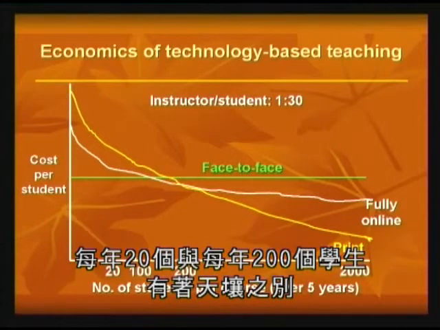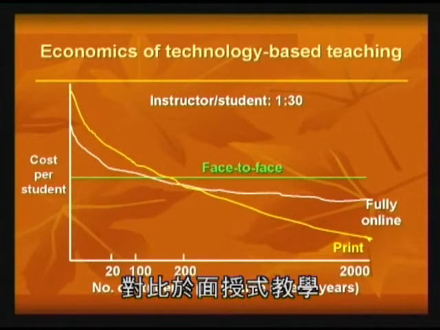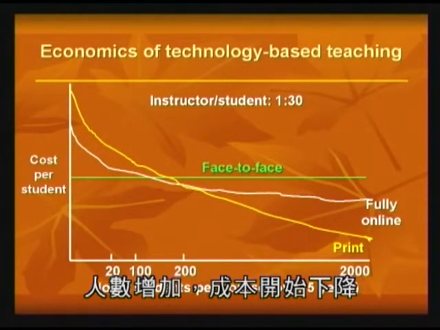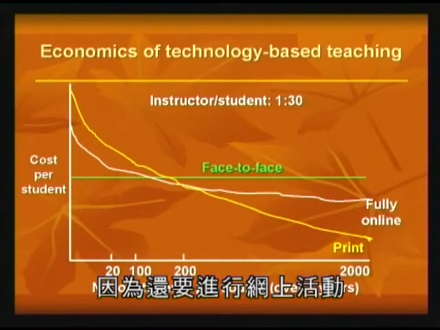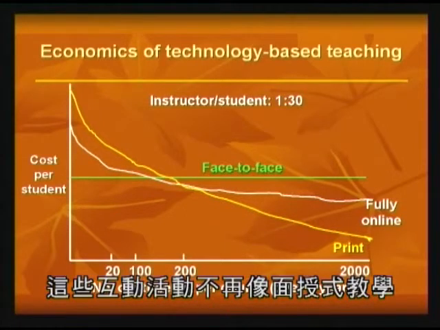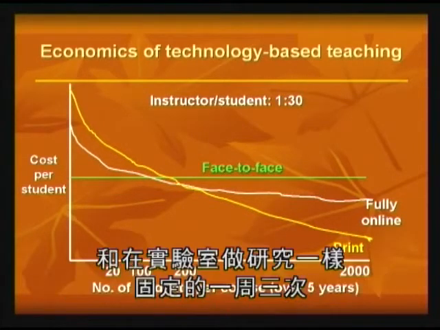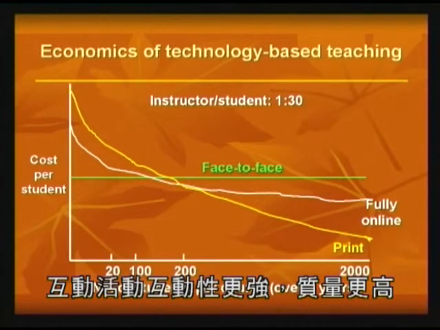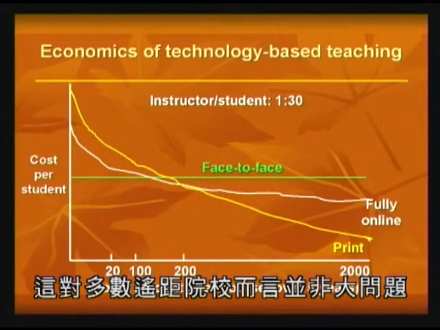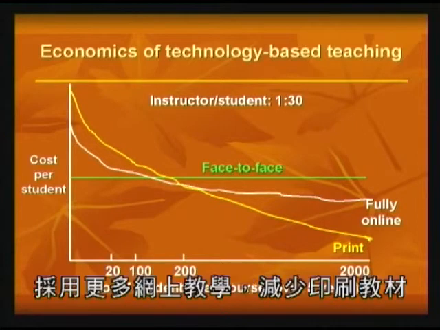First of all, there's not a lot of difference between 20 to 200 students a year compared with face-to-face teaching, and actually it starts to drop as the numbers go up. But it doesn't drop completely to the same level as print because you're still interacting online. You're not interacting as much as if you were there in a face-to-face class 3 times a week or in the labs and so on. So there are some economies of scale, but they're not the same as for print. But there's more interaction and higher quality. So for most distance organizations, it's not been a big decision. It's been an easy decision to move more to online than to print-based teaching.